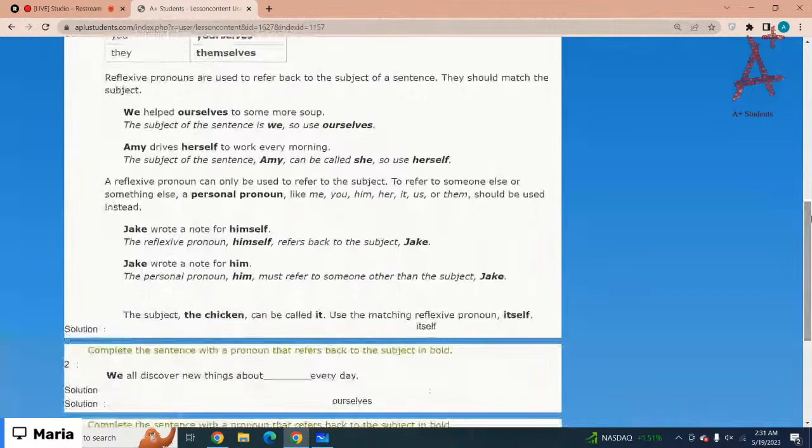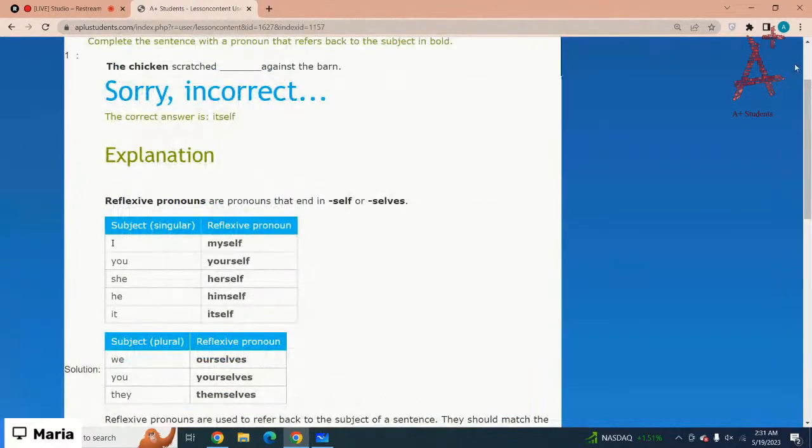A reflexive pronoun can only be used to refer to the subject. To refer to someone else or something else, a personal pronoun like me, you, him, her, it, us, or them should be used instead. Got it? Jake wrote a note to himself. So again, himself means you're pointing to Jake again. Jake wrote a note to him. Him is the personal pronoun, but himself is the reflexive pronoun. Got it? You're talking about yourself, so it would be a reflexive pronoun. Let's just start with the practice questions.